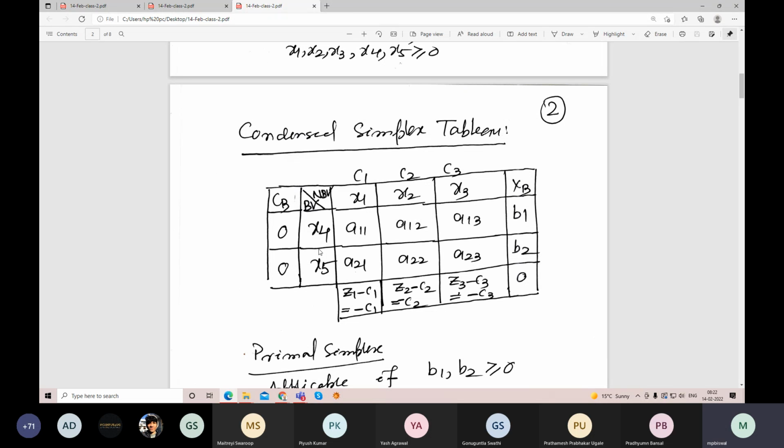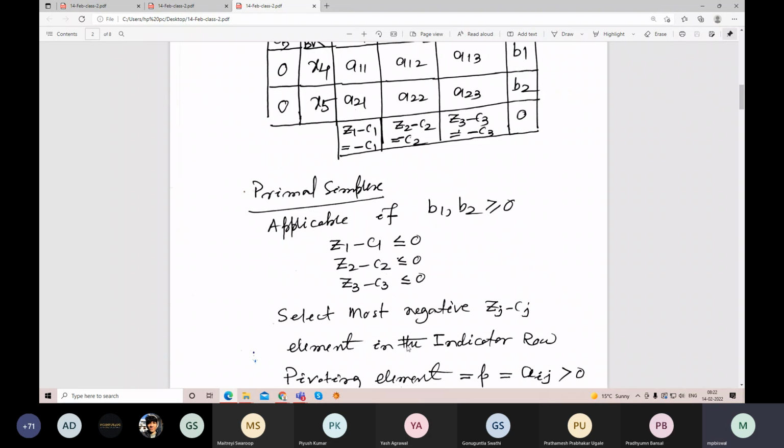Primal is a name, because two names are there, primal and dual. So we have put the name primal now. Okay. Under what condition is the primal simplex applicable? Number 1, applicable if B1, B2 are greater than or equal to 0. Okay, Zj minus Cj has to be less than or equal to 0. Some negative coefficients are there in the indicator row. Zj minus Cj less than or equal to 0, either 0 or negative.